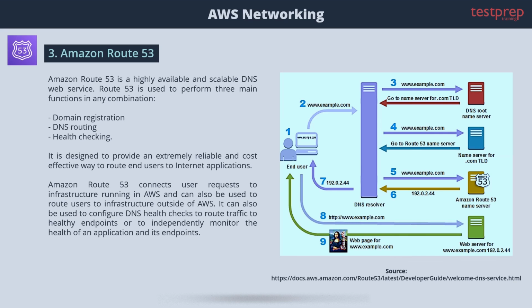Next, Amazon Route 53. Amazon Route 53 is a highly available and scalable DNS web service. Route 53 is used to perform three main functions in any combination: domain registration, DNS routing, and health checking. It is designed to provide an extremely reliable and cost-effective way to route end users to internet applications. Amazon Route 53 connects user requests to infrastructure running in AWS, and can also be used to route users to infrastructure outside of AWS. It can also be used to configure DNS health checks, to route traffic to healthy endpoints, or to independently monitor the health of an application and its endpoints.